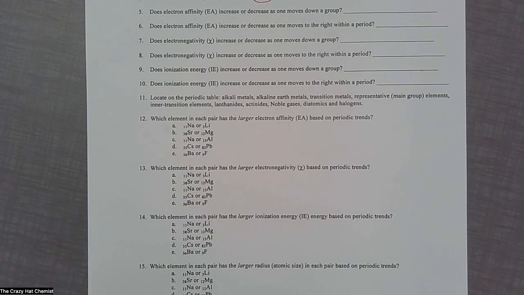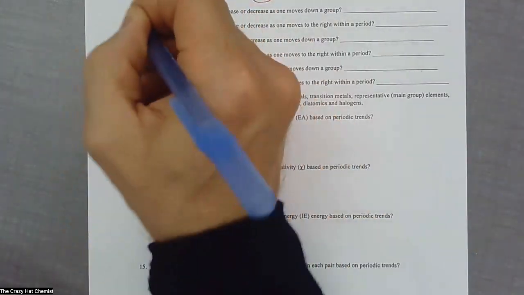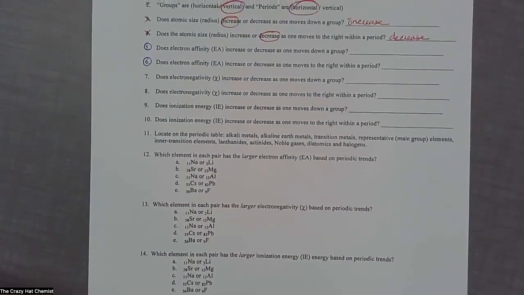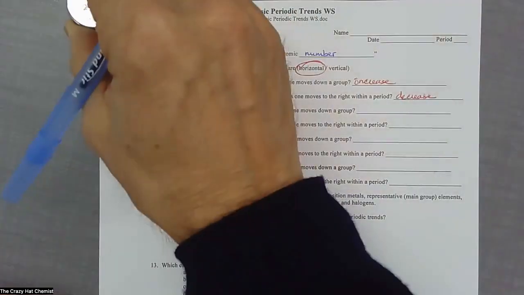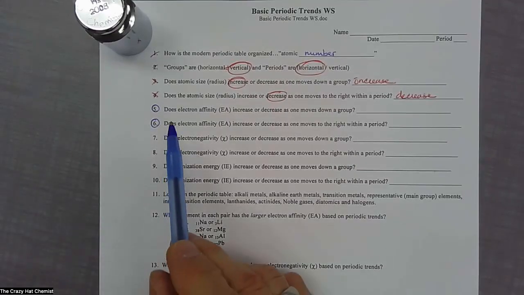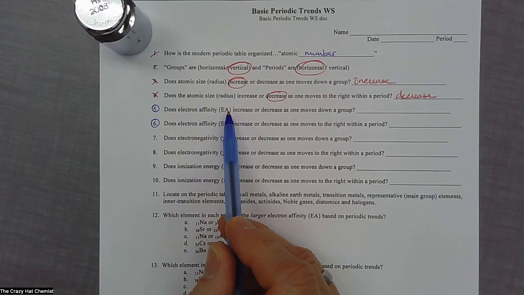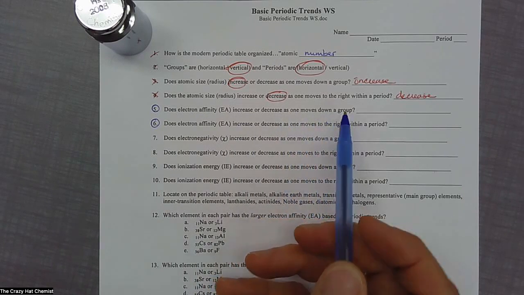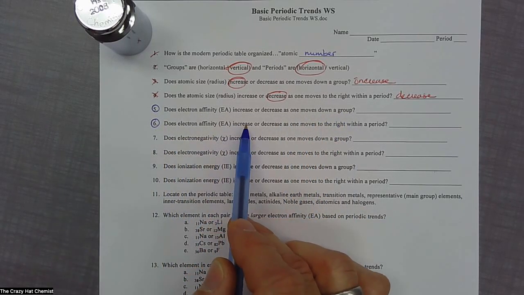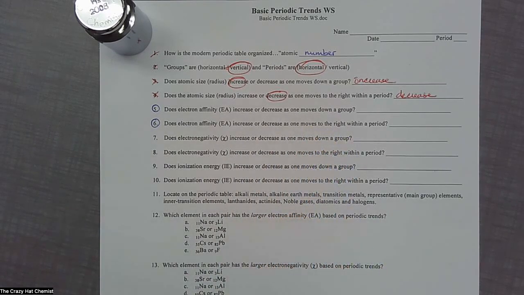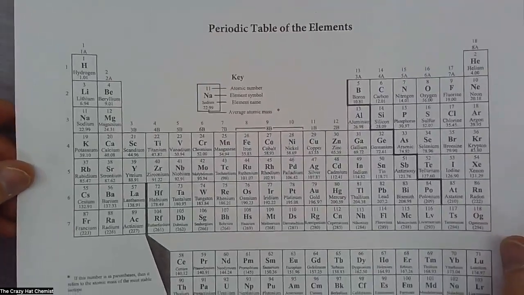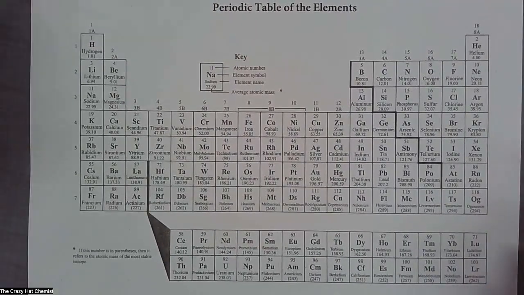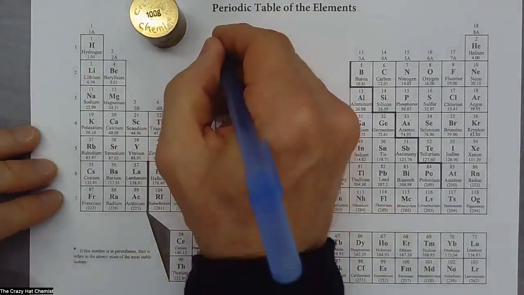Okay, so then the next question here, number 5 and number 6, they go together. Let's see if we can nail this down. It says, does electron affinity, EA, increase or decrease as one moves down a group? And does electron affinity, EA, increase or decrease as one moves to the right within a period? Okay, so let's talk about the trend for electron affinity. So we need to figure out what is electron affinity. And so here we go.